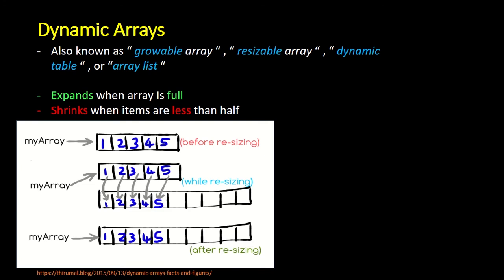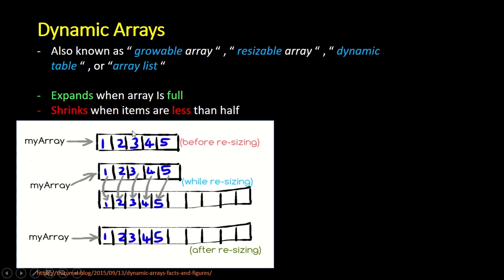We also have what we call dynamic arrays. A dynamic array is also known as a growable array, resizable array, dynamic table, or array list. What's special in dynamic arrays is that a normal array's size cannot be changed, but in dynamic arrays, you can change its size. It expands when an array is full, and it can also shrink when the items are less than half.